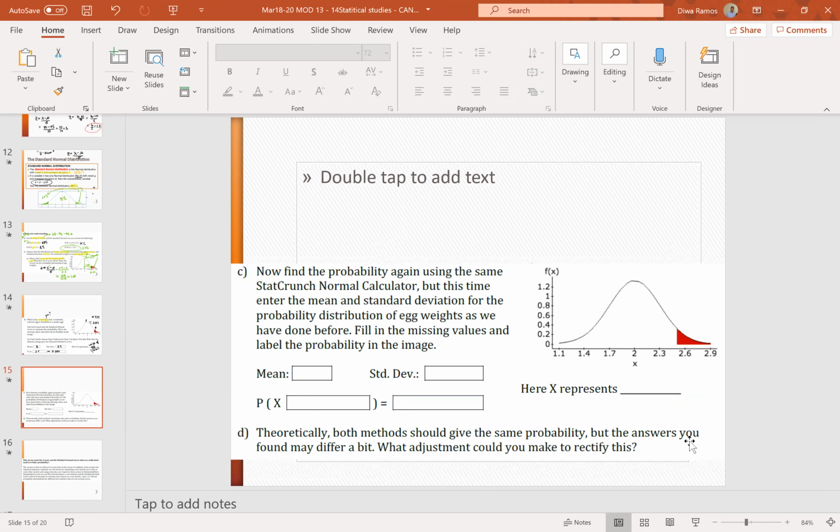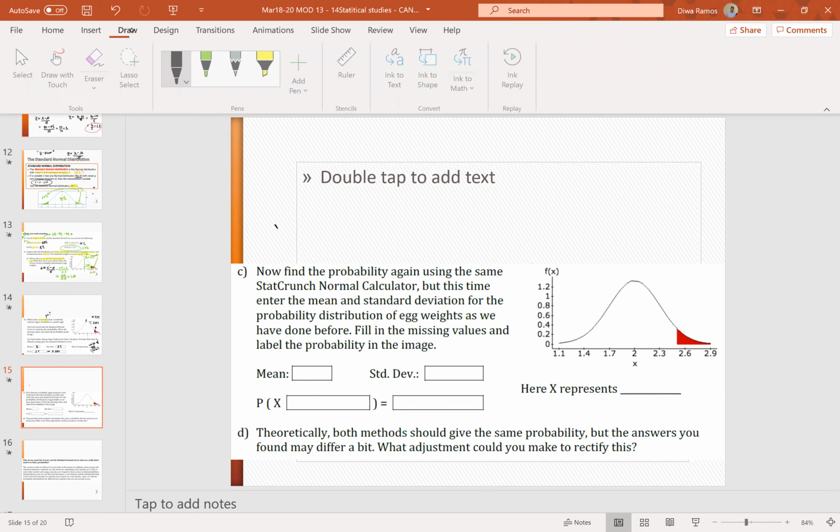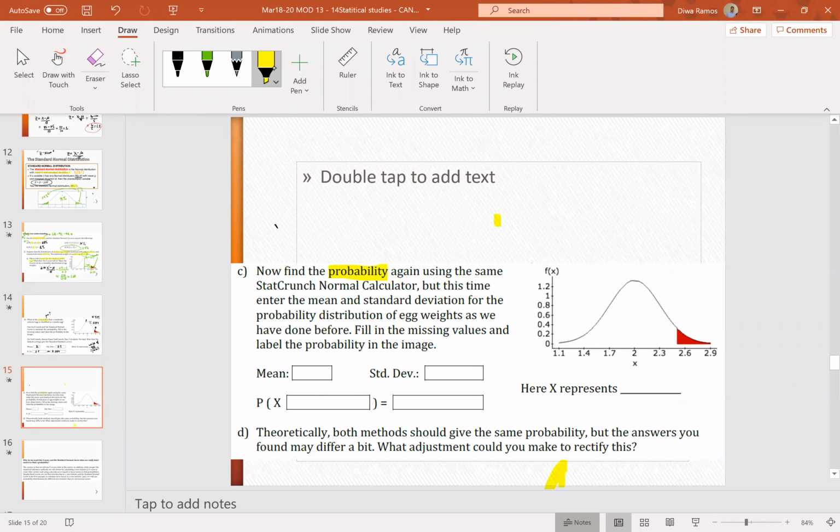Ready, let's see, letter C. We have a letter C. Now find the probability again. So we're looking for another p-value. It's my highlighter. Okay, there we go. So we're looking for another p-value using the StatCrunch again.